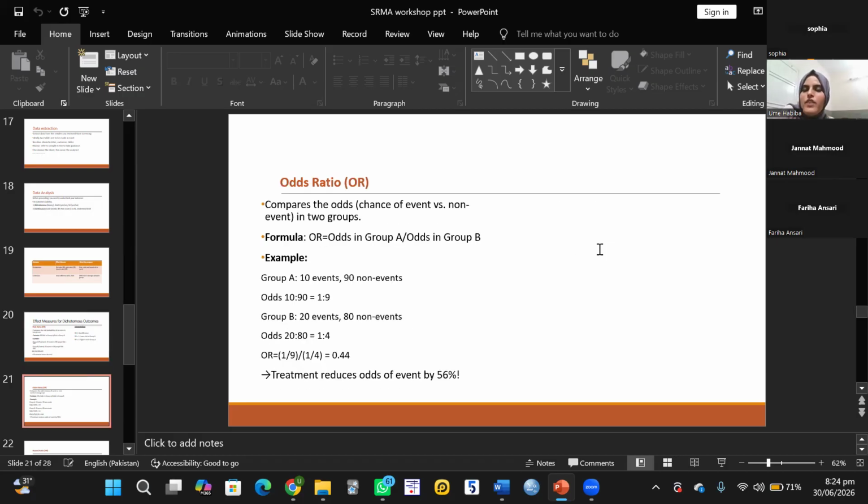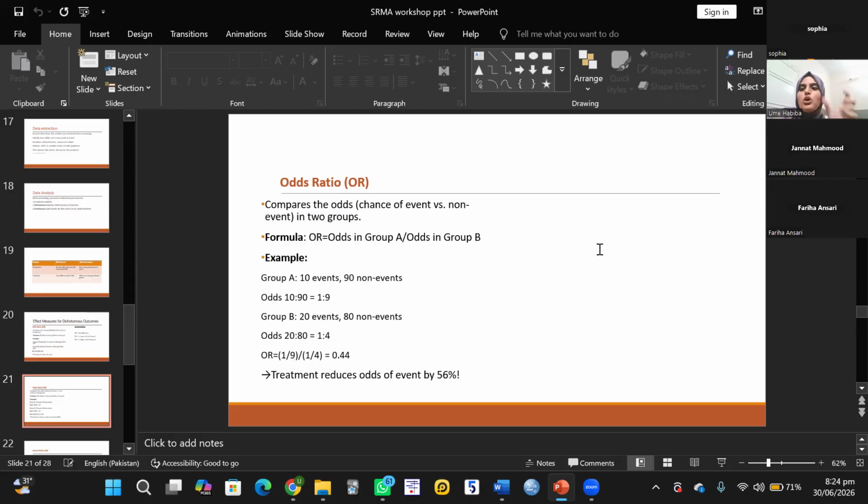The next effect measure for a dichotomous outcome is the odds ratio, right? The odds of a certain event. For example, group A had 10 events and 90 non-events. That means out of 100 patients, only 10 developed headache and 90 did not. That's what we talked about in risk ratio as well. But how is the odds ratio different?